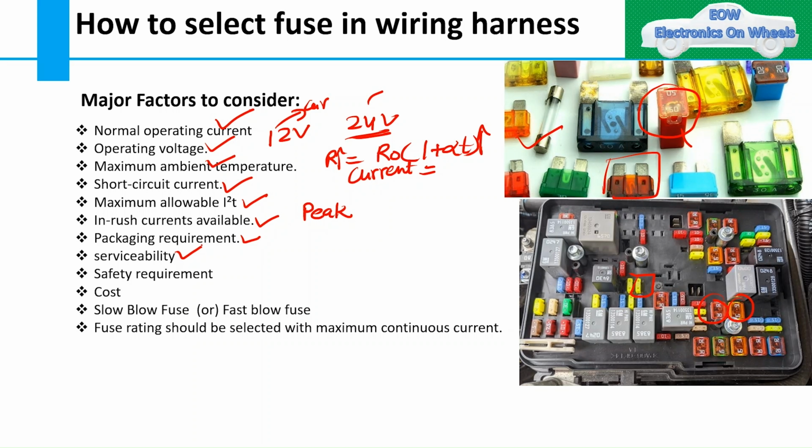The fuse you have selected should be available everywhere. Suppose your fuse requirement came to 6.5 and you have selected a 7.5 amp fuse, right? But if you are not getting this 7.5 amp fuse in the market, then there is no point in selecting it. You understand what we are trying to convey here? You have to select a fuse which is available everywhere, so serviceability should not be an issue.